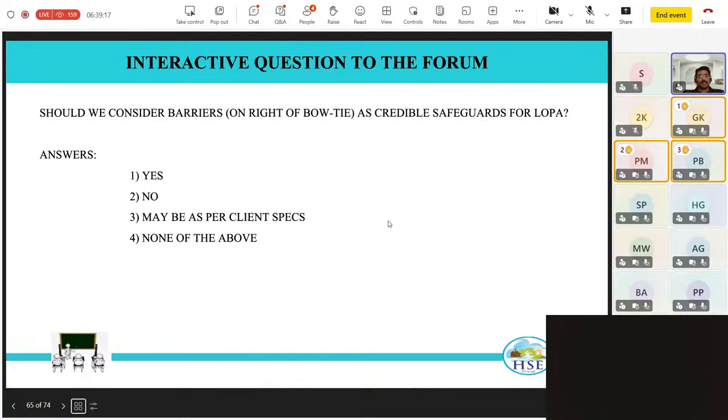Correct? Okay, so as I'm emphasizing, there is no finite answer for this. Many people are inclined to consider them, and I will tell you the reasoning why, and many are not inclined to consider them as protective layers. But if you go with the definitions of an independent protective layer, and it fits, many consider it as such. We'll look at the definitions of an independent protective layer in the following slides. So some clients consider them as protective safeguards if it fulfills all the definitions of an independent protective layer.